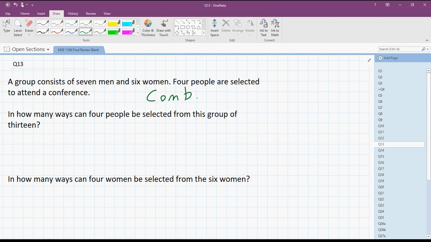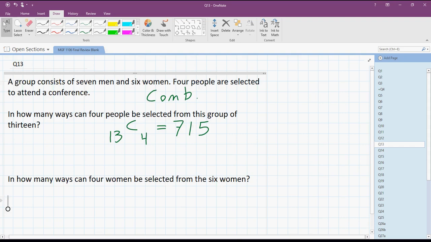So the first thing says, in how many ways can 4 people be selected from this group of 13? So what are we going to do there? 13C4. And you go to your calculator, you run that, and you said 715. So there are 715 ways I can select 4 people to go to this conference.